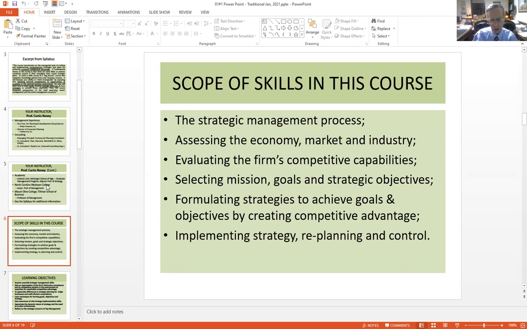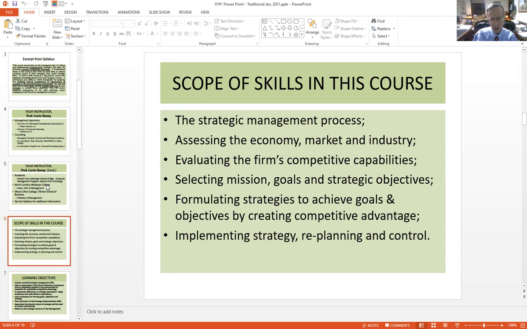Because we're trying to compete with other companies in our industry. But in any event, it turns out that this is a very important topic. And one reason is that textbooks in strategic management simply do not deal with economic and marketing issues.